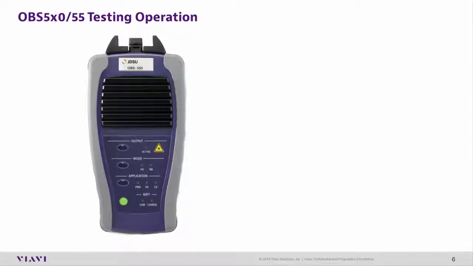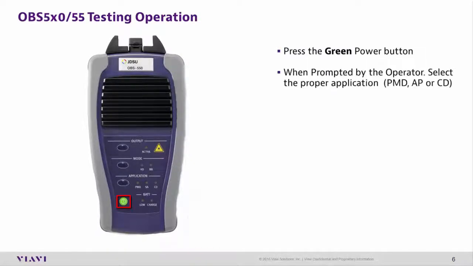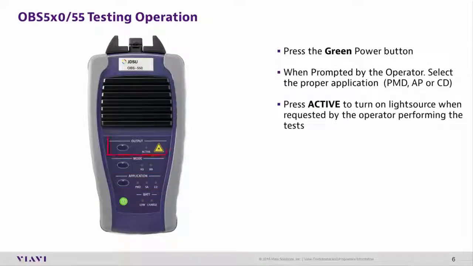Optical broadband source testing operations. Press the green power button. When prompted by the operator, select the appropriate application, PMD, AP, or CD. Press Active to turn the light source on when requested by the operator performing the test.